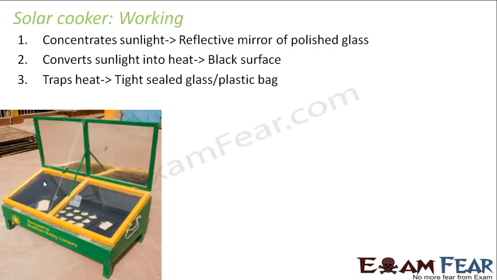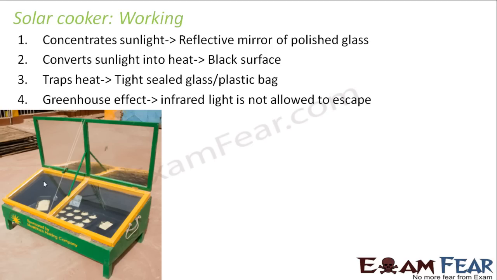So we ensure that arrangement with the help of a tightly sealed glass or plastic bag. This entire cooker is placed inside a tightly sealed glass or plastic bag, so that the heat which has entered inside should not be able to come out. So the heat gets trapped. Now on top of that, there is an additional effect of the greenhouse effect. What is that? This glass surface will allow the infrared light of sunlight to go inside, but it will not allow it to come out.